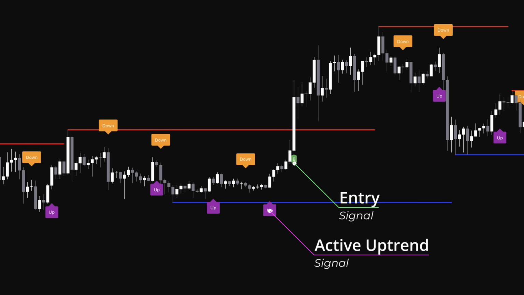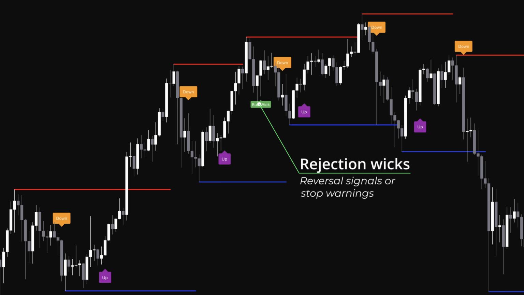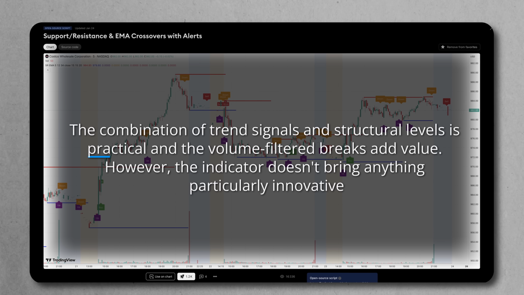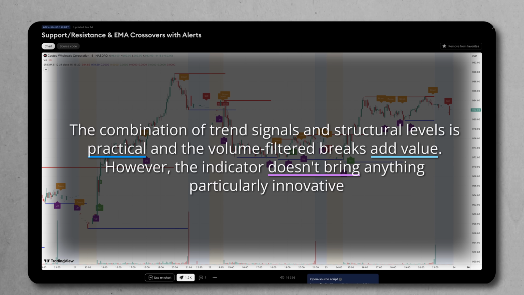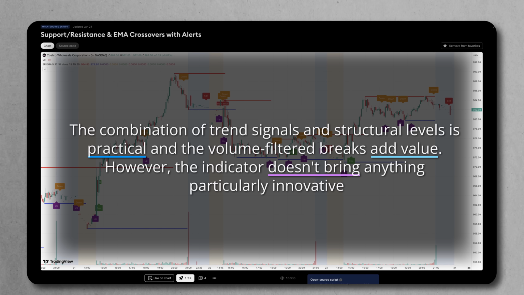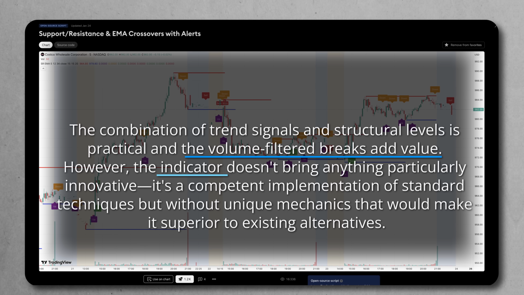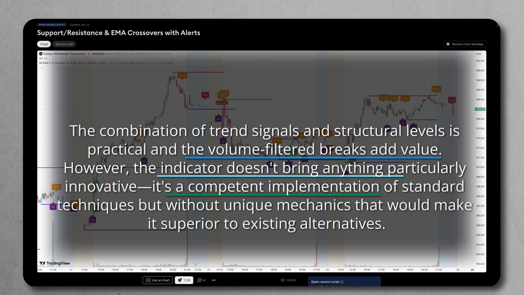For example, taking resistance breaks only when EMAs show an uptrend. The wick rejection labels can serve as reversal signals or warnings to tighten stops on existing positions. The combination of trend signals and structural levels is practical, and the volume-filtered breaks add value. However, the indicator doesn't bring anything particularly innovative. It's a competent implementation of standard techniques, but without unique mechanics that would make it superior to existing alternatives.